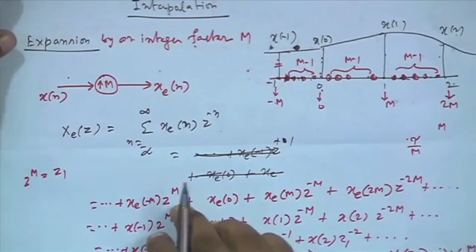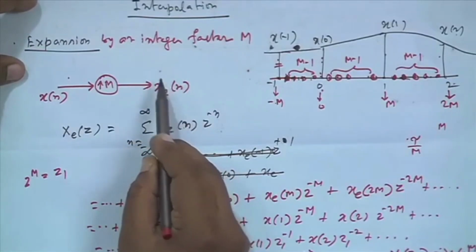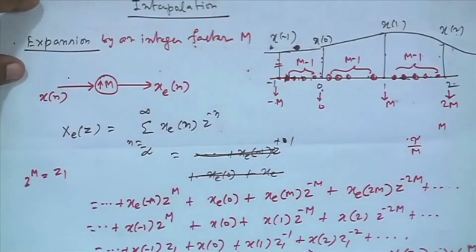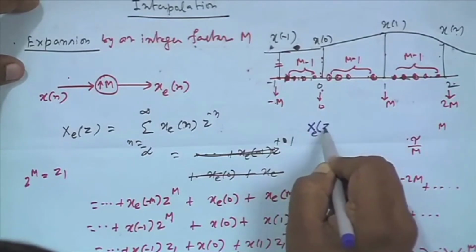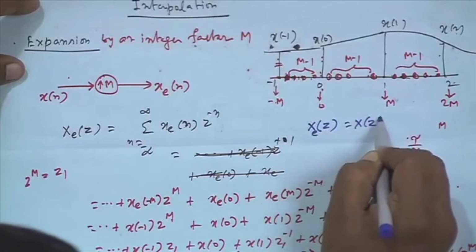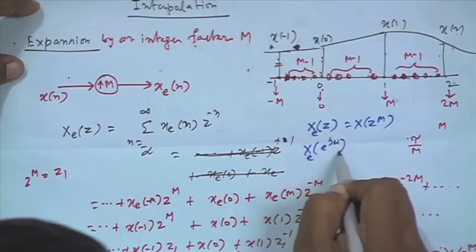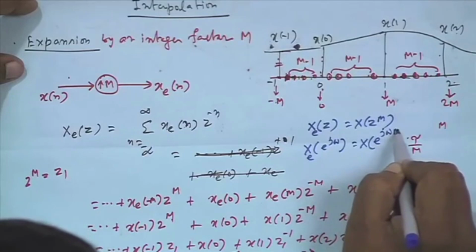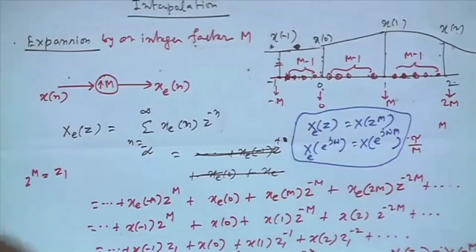All right. So, what I get is just the Z transform of the expanded sequence, capital XE Z is the same as capital X Z to the power m. So, these relations: XE Z is original X Z to the power m, and therefore, DTFT, if Z is e to the power j omega, it will be capital X e to the power j omega m. All right. Remember this, I will not come back to it again.